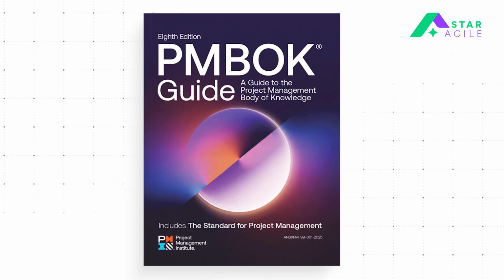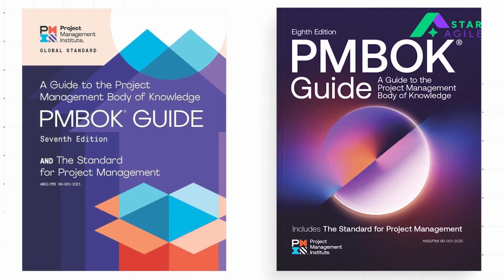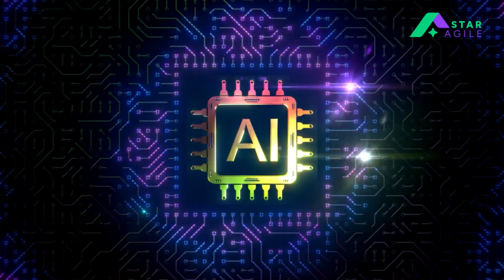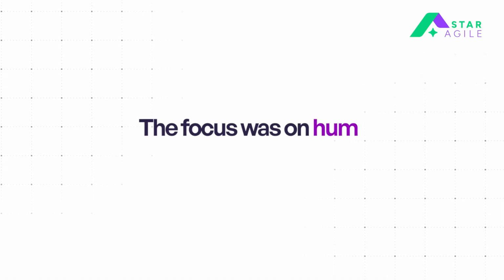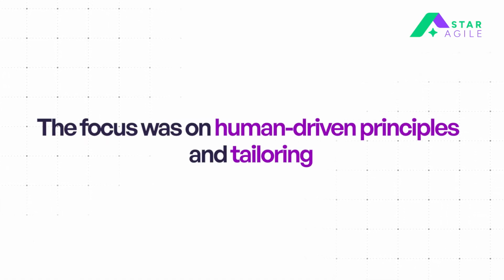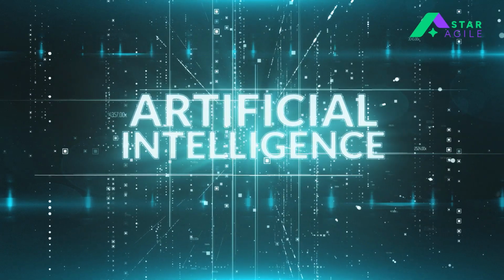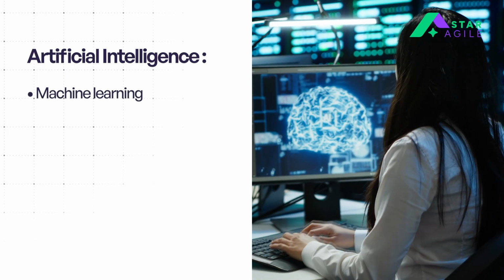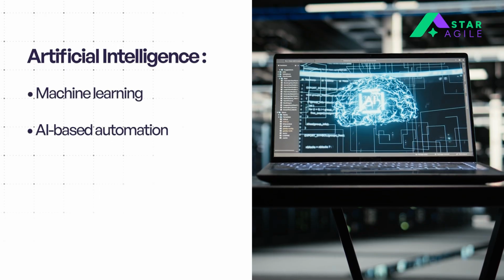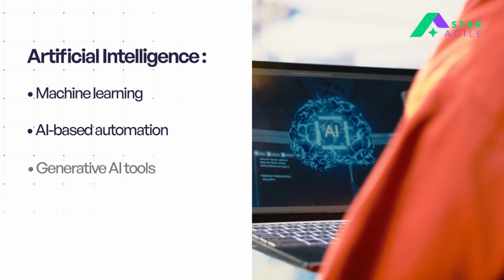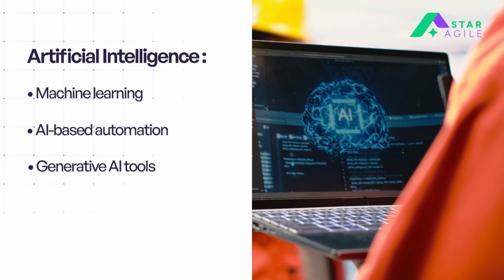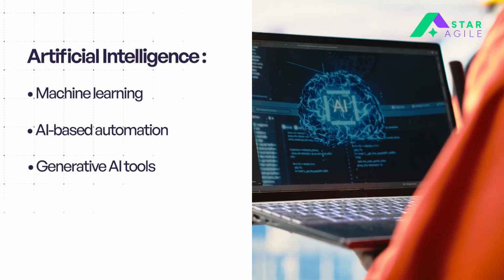This is probably the most exciting difference I found between the two editions. In the 7th edition, there was no meaningful discussion of AI or automation. The focus was on human-driven principles and tailoring project approaches. In the 8th edition, PMI directly acknowledges artificial intelligence as a tool for project managers. We're talking about machine learning for pattern recognition in project data, AI-based automation for repetitive project tasks, generative AI tools for writing summaries, drafting communications, or analyzing risks.